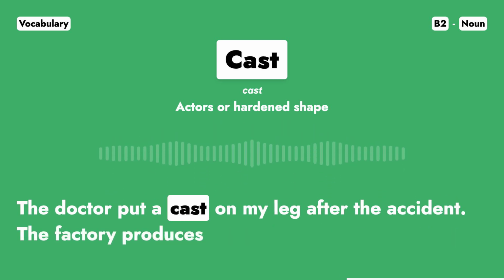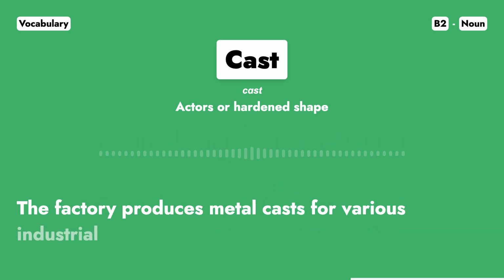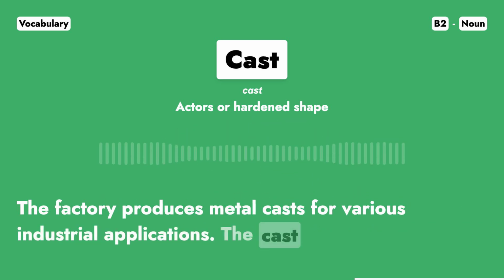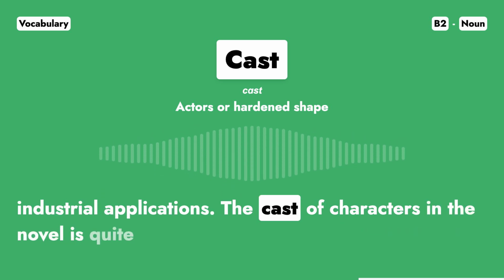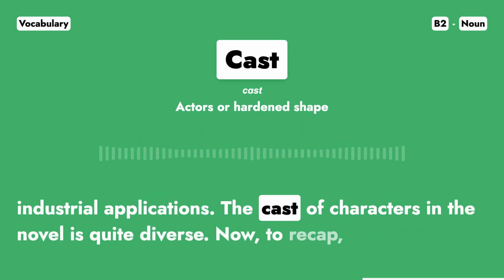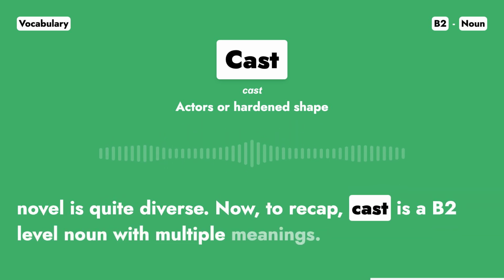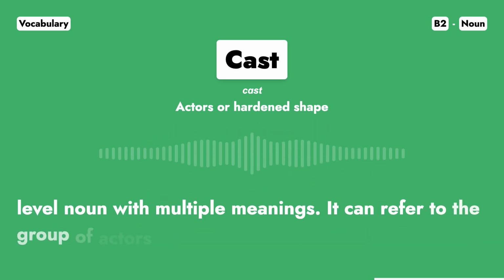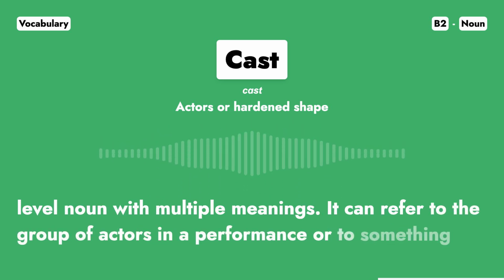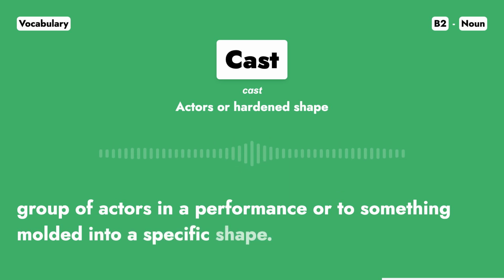The factory produces metal casts for various industrial applications. The cast of characters in the novel is quite diverse. Now, to recap, cast is a B2 level noun with multiple meanings. It can refer to the group of actors in a performance or to something molded into a specific shape.